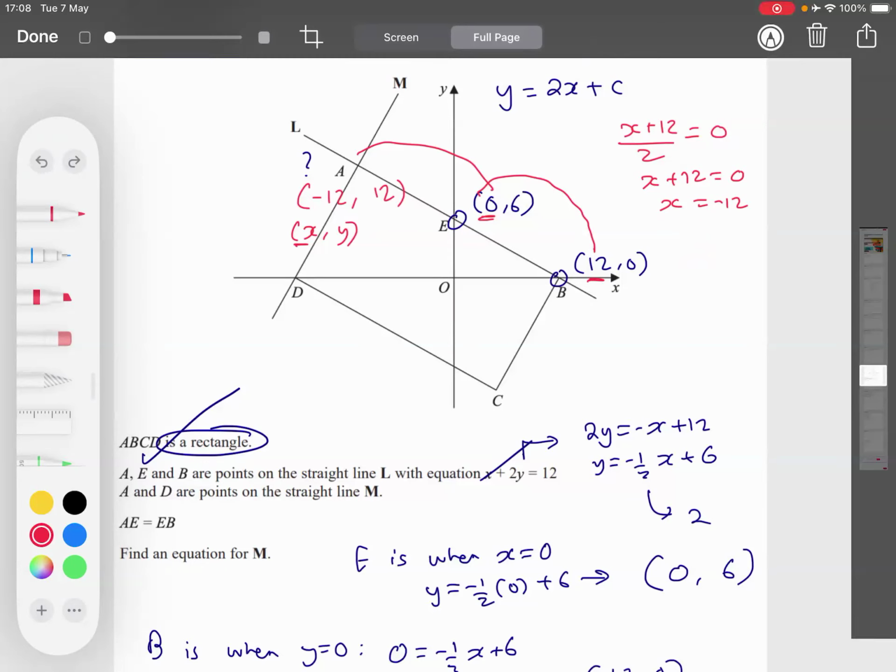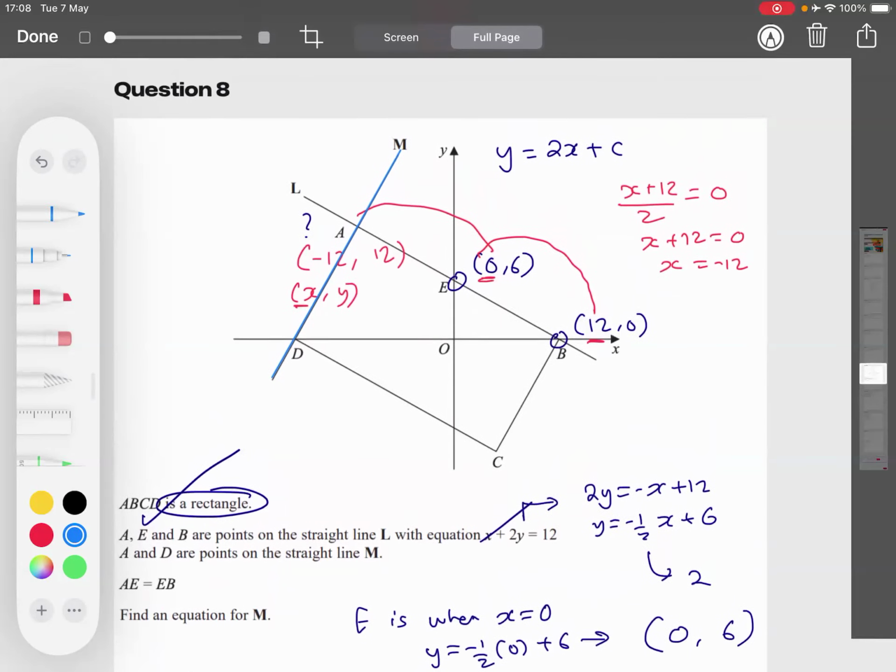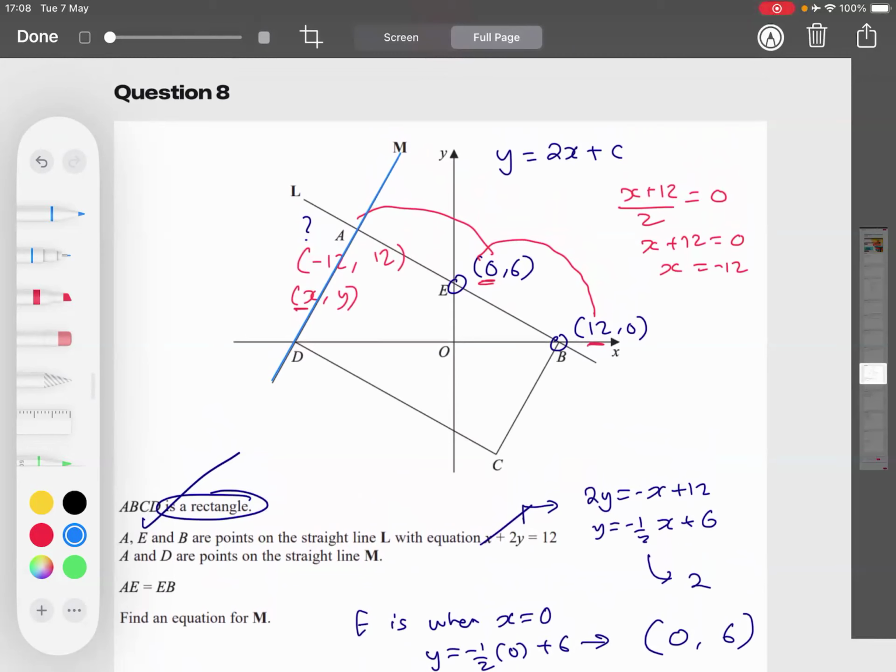Now we have to think back because this question is so long. Why did we do this? The reason we did this was to work out the plus c. As soon as you have a coordinate on that particular line, then we're good. We can work it out. So we just sub in the point minus 12, 12. So 12 equals 2 times minus 12 plus c. 12 equals minus 24 plus c. So the y-intercept is 36.